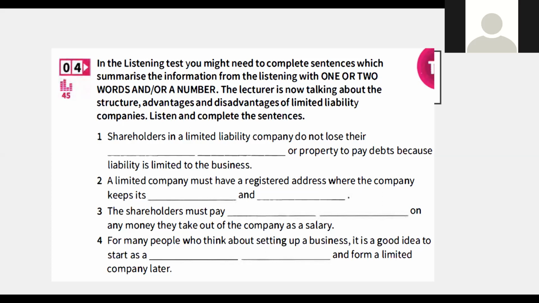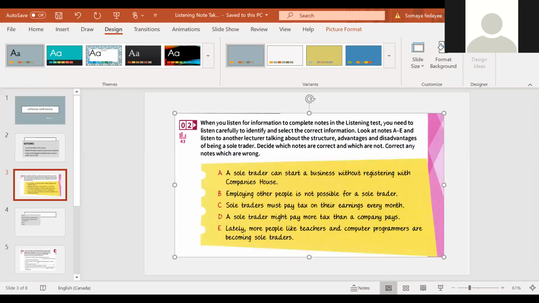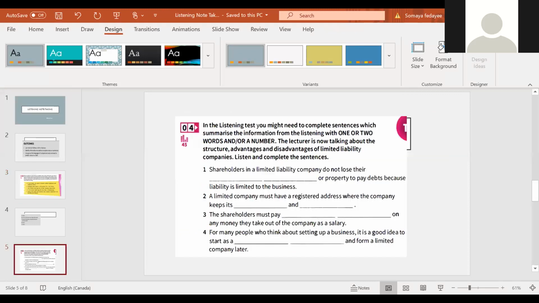Track 45. Thank you, Dr. Lethbridge. The last form of business I'd like to talk about is the limited liability company. The owners of a limited liability company are called members or shareholders, as they own shares in the company. A share is a divided up unit or part of the company.